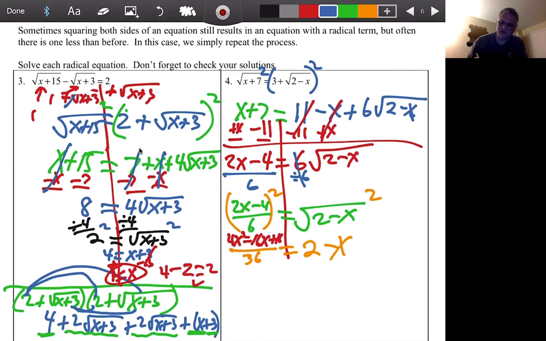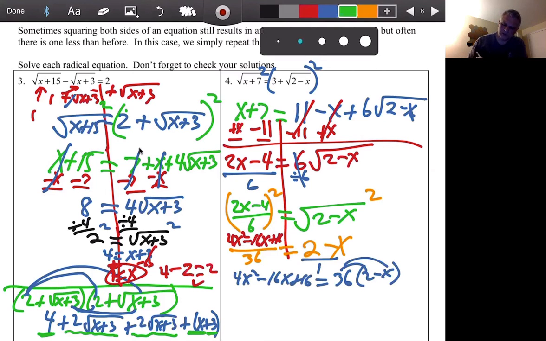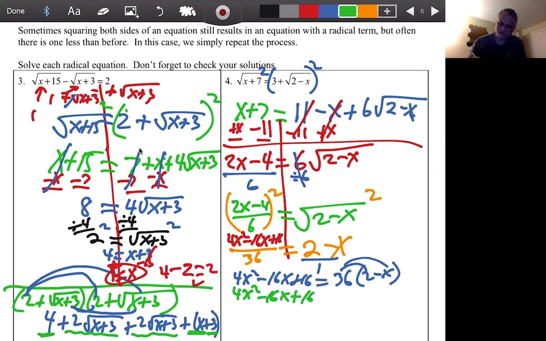Some people may think of that as cross-multiplying, doing the same thing. So either way, you're going to multiply 36 times 2 minus x. On one side, it's just going to be 4x squared minus 16x plus 16. On the other side, you're going to take 36 and multiply it by 2 minus x. Okay, so we got to distribute that. See what we get. We got 4x squared minus 16x plus 16 equals 36 times 2 is 72 minus 36x.